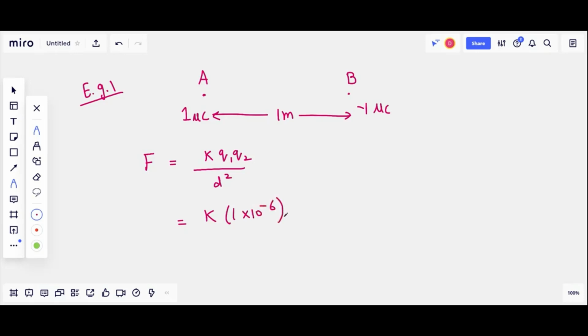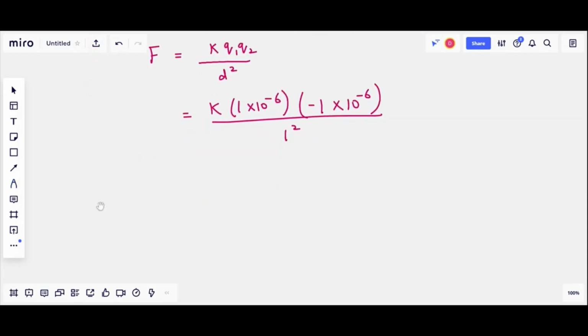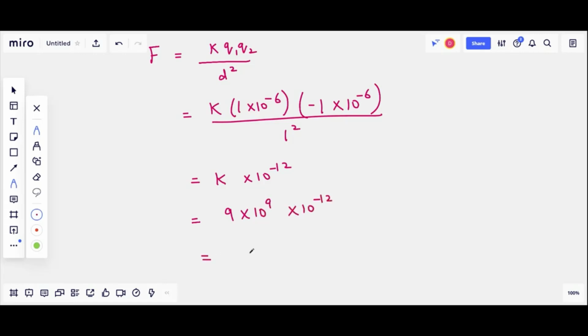So we're going to raise it to 10 raised to -6. Likewise, we have the other charge, which is also 1, but of opposite sign. So we have -1 times 10 raised to the power -6 over the distance separated by 1 meter, so we have 1 squared. If you simplify this, we have k times 10 raised to the power -12, and the value of k is 9 times 10 raised to the power 9, and this will be 10 raised to the power -12.